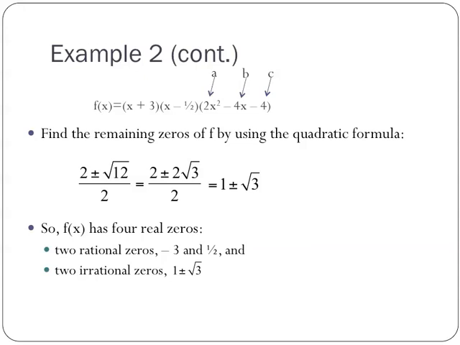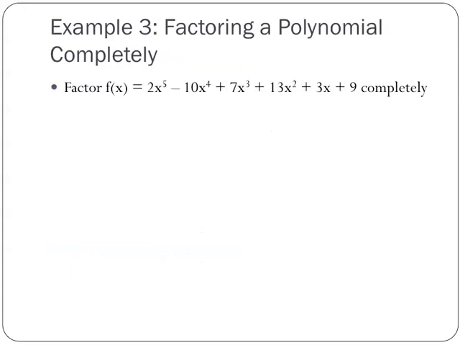One last example. Factor f of x equals 2x to the 5th minus 10x to the 4th plus 7x cubed plus 13x squared plus 3x plus 9 completely. So the way we're going to factor this completely is we are going to go about the same process: writing out the rational zeros, figuring out which ones are actually rational zeros, using synthetic division, dividing out what we can, seeing what we have left, and seeing if there's any way for us to factor it any further.